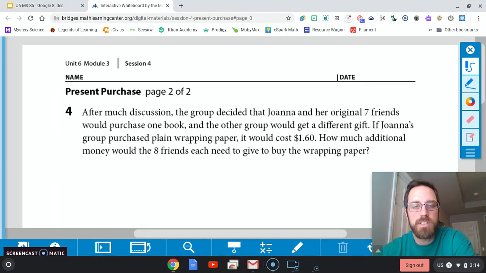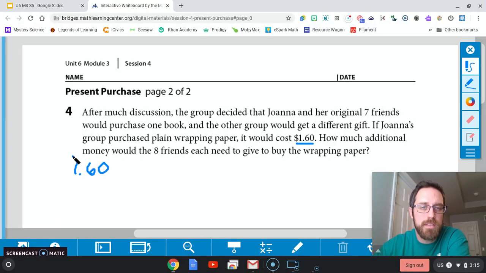If Joanna's group purchased plain wrapping paper, it would cost $1.60. How much additional money would the 8 friends each need to give to buy the wrapping paper? So let's think. What is the big question this problem is asking? How much would each of the 8 friends need to give to buy the wrapping paper? Do we know the total, or are we trying to find the total? In this case, we know the total. It's $1.60. So if we know the total, we know it's going to be a division problem. Our total is $1.60, and we're splitting that between 8 friends.